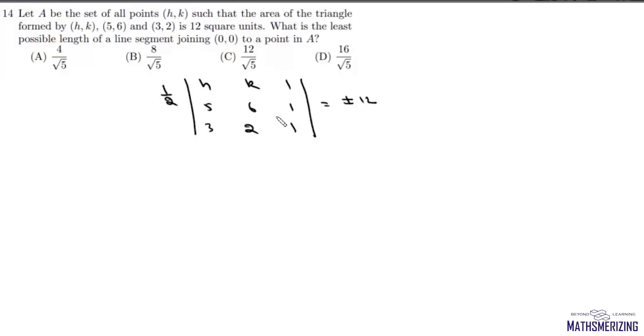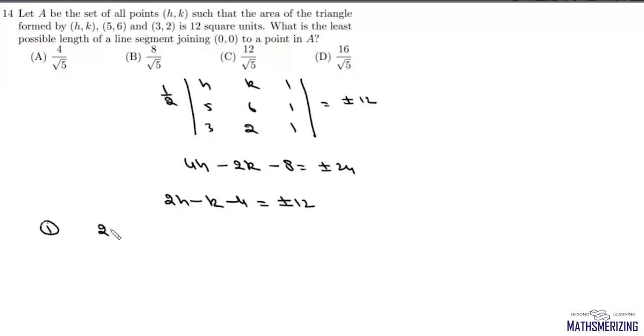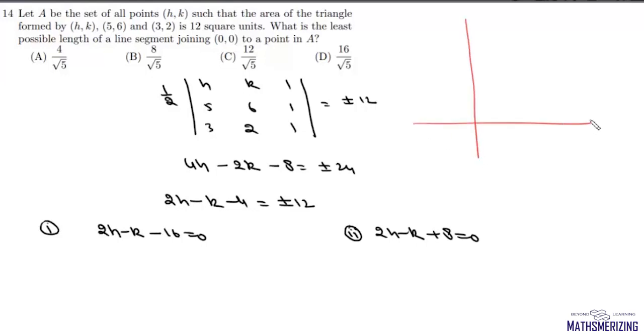So we can write 6 minus 2 4, so it will be 4h minus 2k minus 8, and it will be plus or minus 24. So we can write 2h minus k minus 4 equals plus or minus 12. So we have two cases. Case 1, either this point will lie on 2h minus k minus 16 equals 0, or 2h minus k plus 8 equals 0.